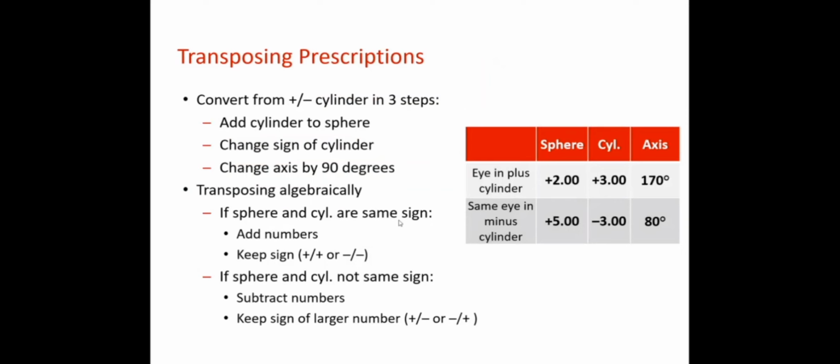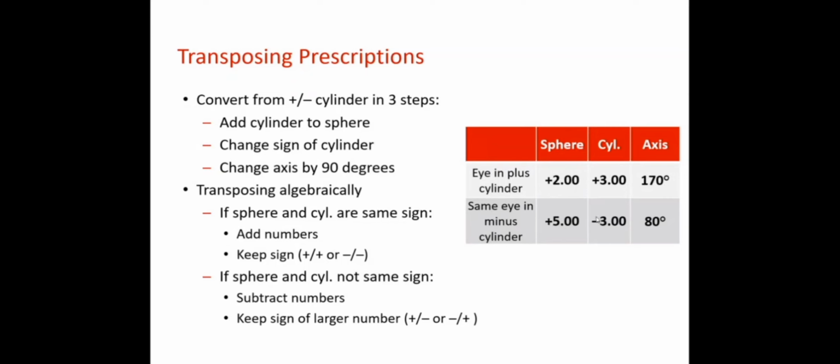Right, so how do you transpose the refraction? I think we covered this in one of our earlier webinars, right? But the way to do the transposition is, in order to transpose, first of all, you add the sphere and the cylinder together to get the new spherical value. Okay, so if you add +2 to +3, you get +5 here, right?